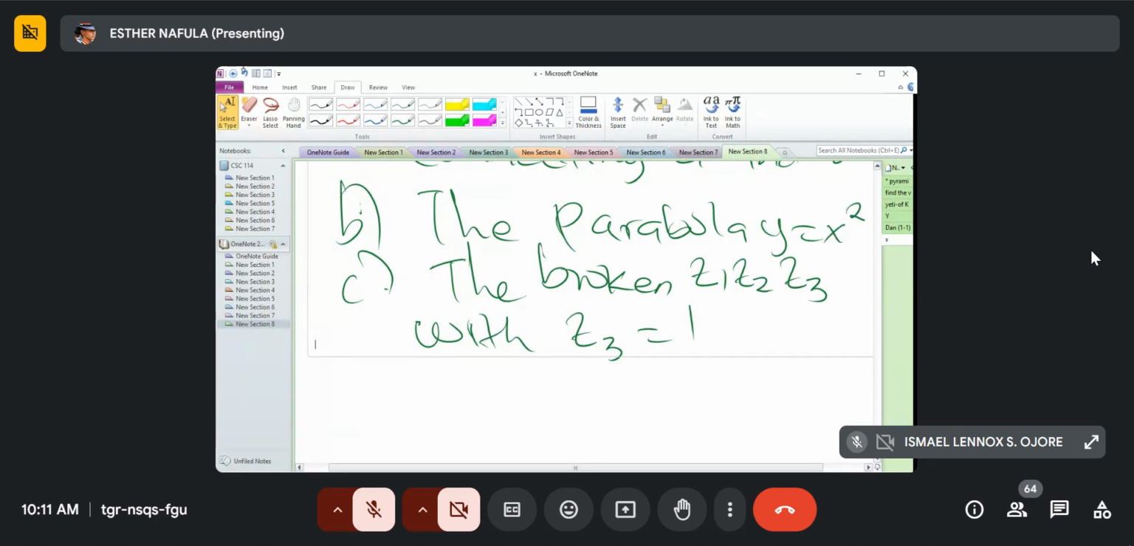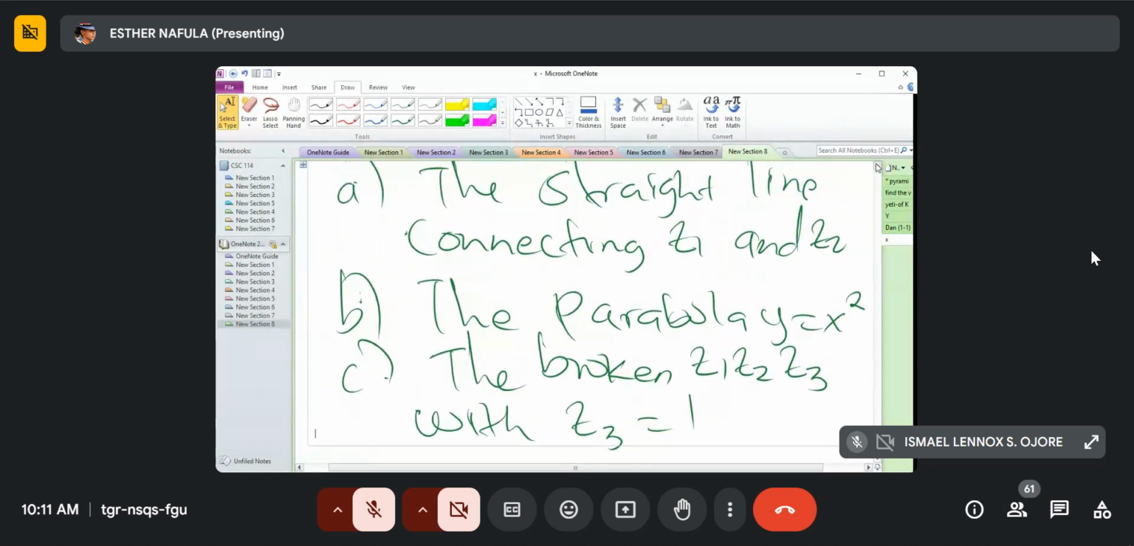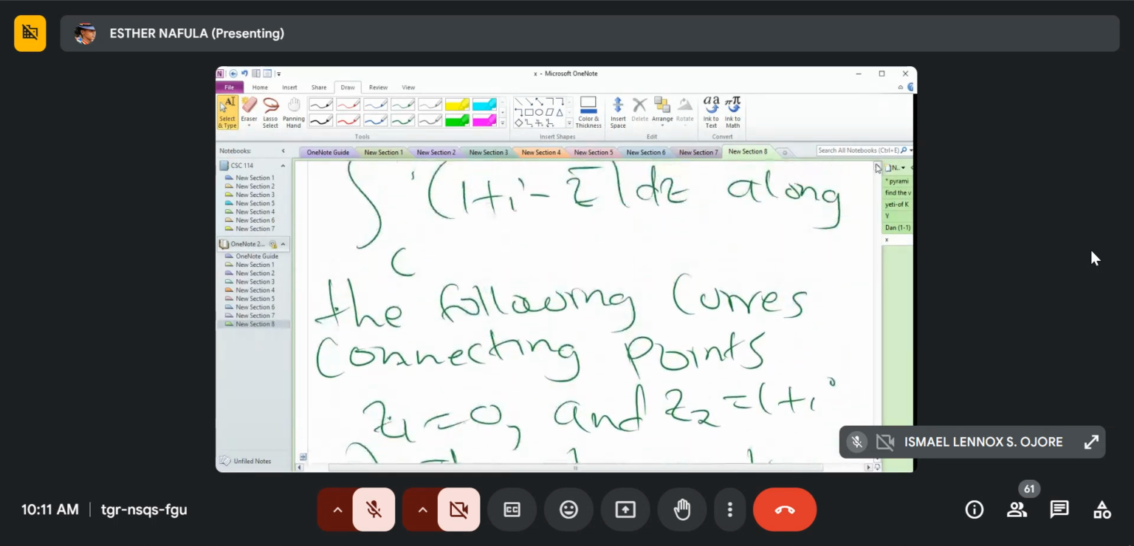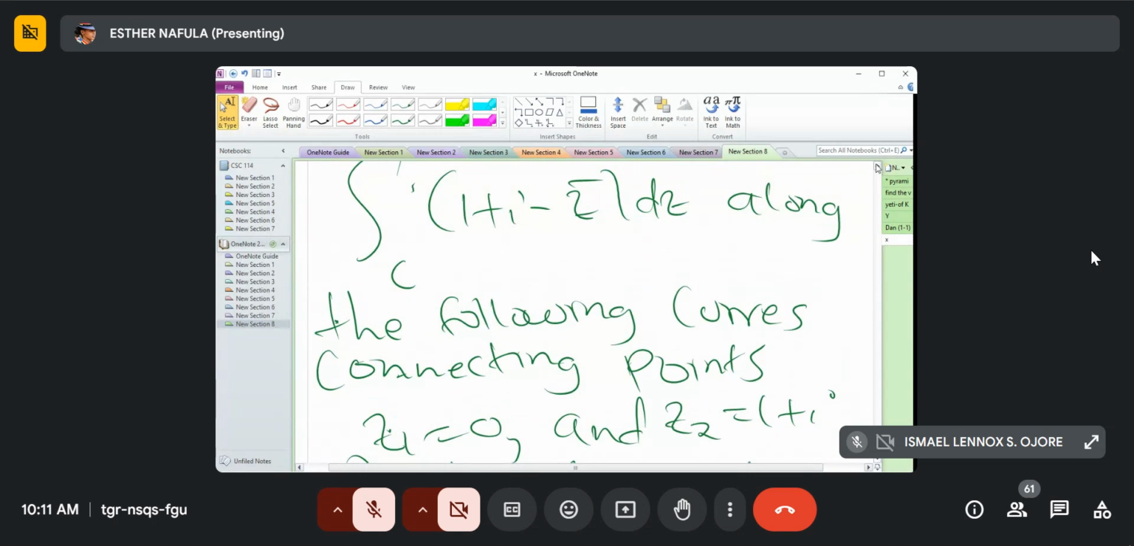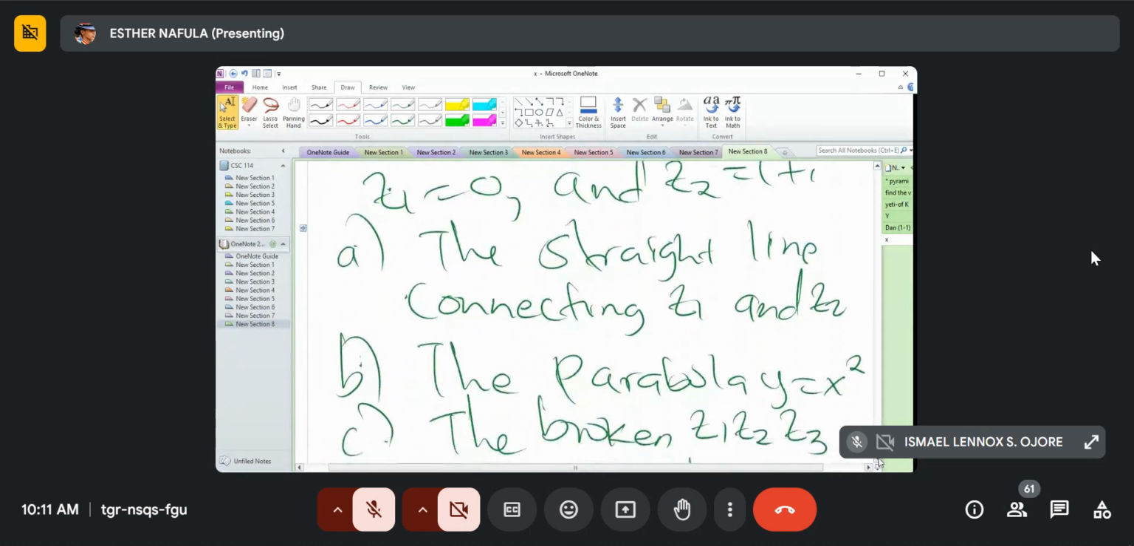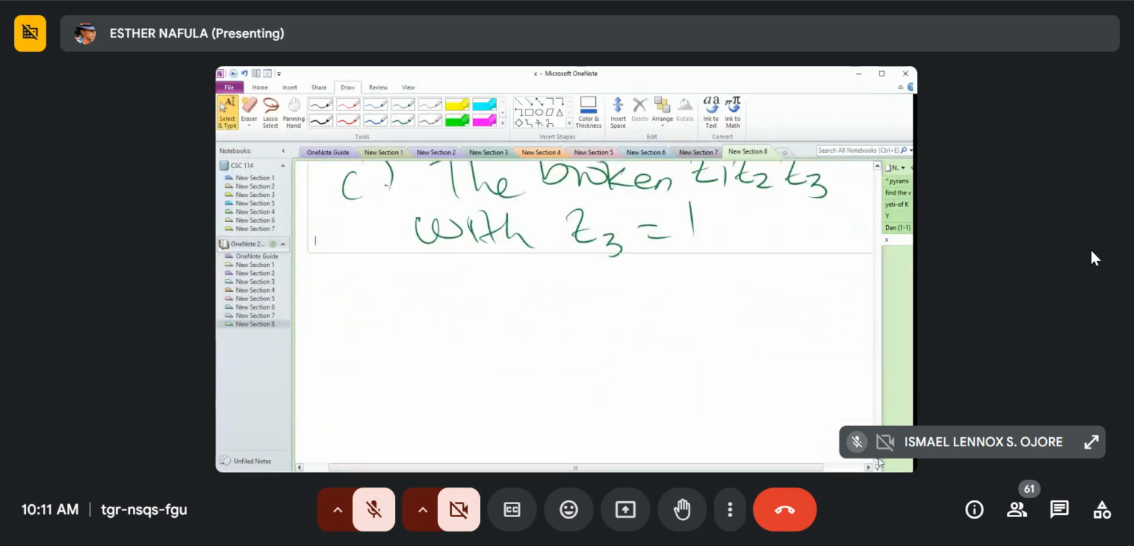Wait, what was your original function f of z? Maybe I could have made a mistake. I don't know. Let me just scroll up. Do you have 1 plus i minus z bar? Yes. So 1 plus i minus z bar. What is z bar? But remember, you have a minus. Or am I the one having the wrong u and v?